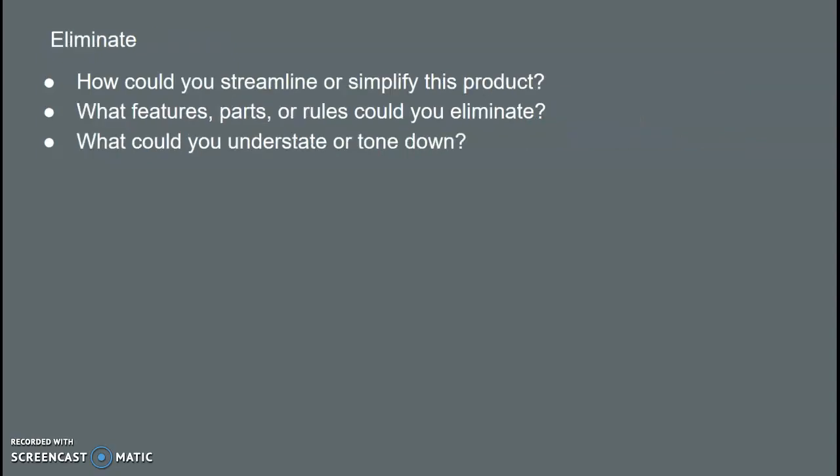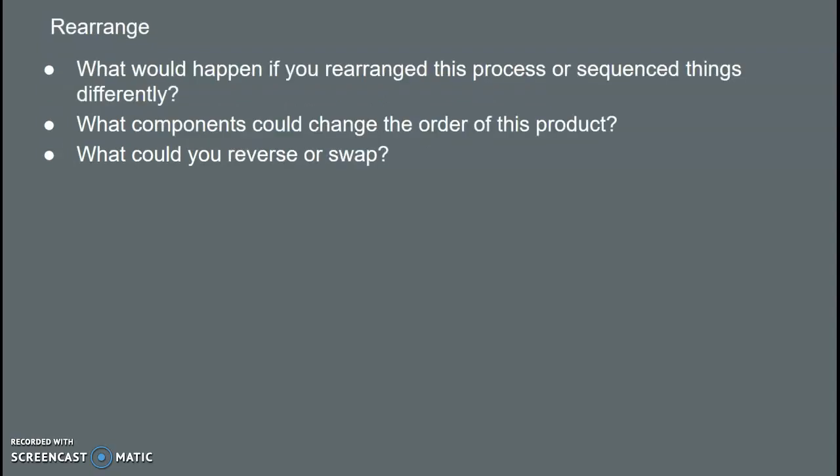Eliminate, which means to get rid of. How could you streamline or simplify this product? So take out some of the parts that aren't as necessary. What features, parts, or rules could you eliminate? What could you understate or tone down? So kind of take the emphasis off of. And rearrange. What would happen if you rearrange this process or sequence things differently? What components could you change the order of in this product? What could you reverse or swap?